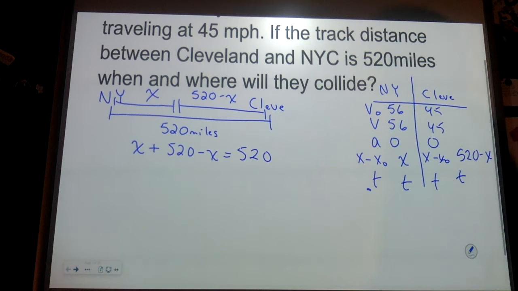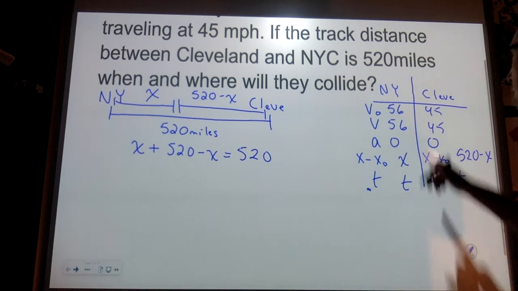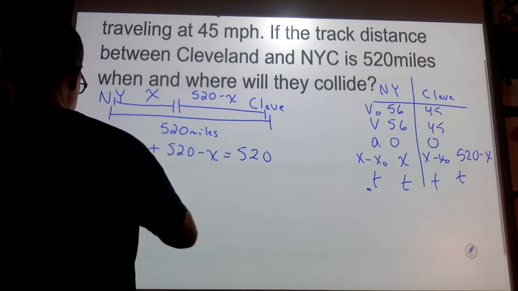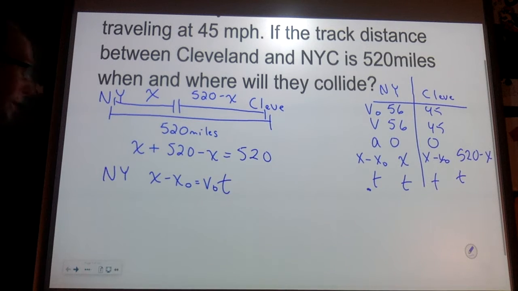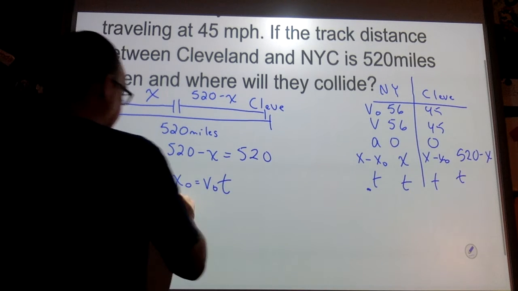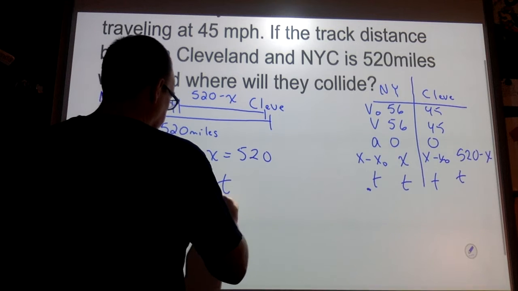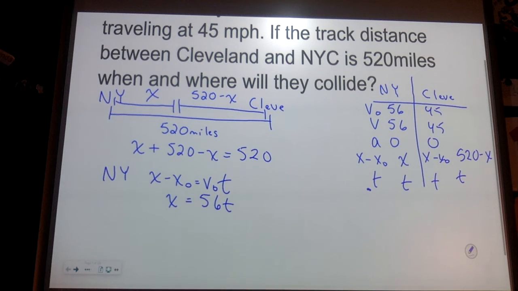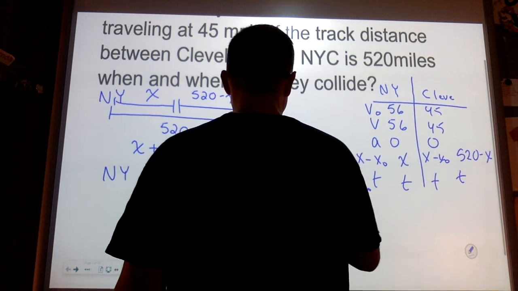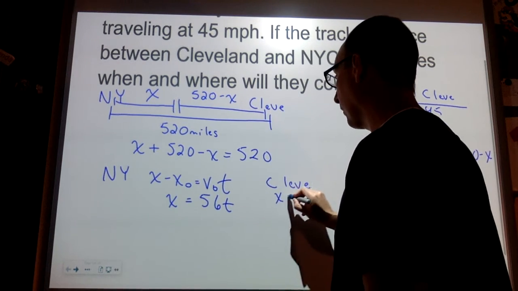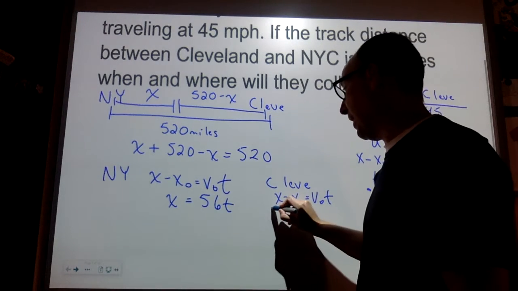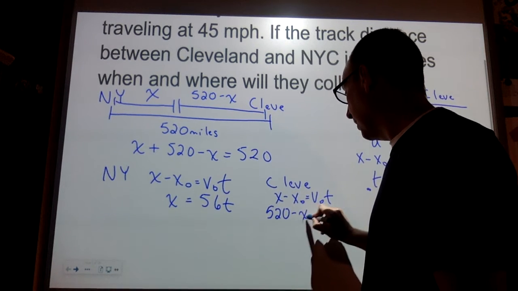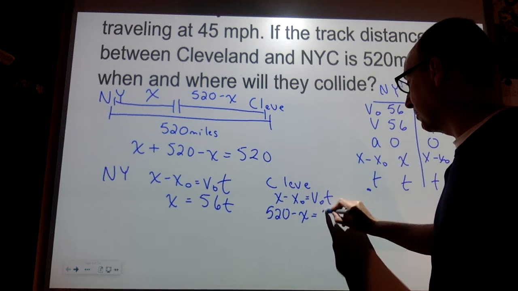So I'm going to have a couple of different equations, but they're going to have the same variables. So for the New York train, x minus x naught equals v naught t. So that means that x is going to be equal to 56 times t. For the Cleveland train, x minus x naught is also going to be equal to v naught t. And in this case, it's going to be 520 minus x is equal to 45t.